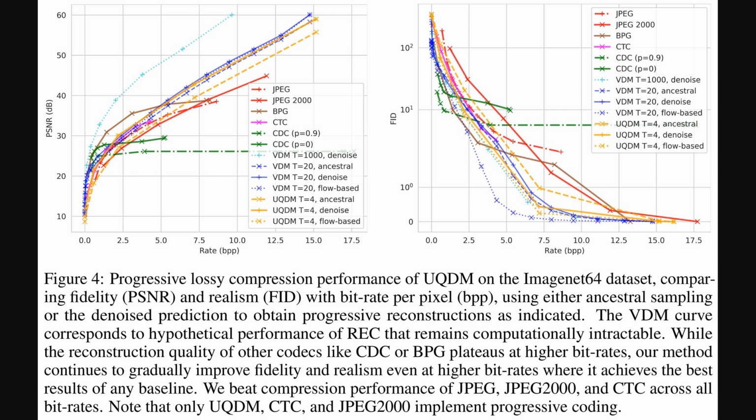So now we move to Figure 4, looking at the ImageNet 64 dataset. Similar plots here, PSNR and FID versus bitrate. Again, UQDM with t equals 4 steps is compared to others like BPG and CTC. What's notable is that while other methods like CTC seem to level off at higher bit rates, UQDM just keeps improving both fidelity and realism. It also consistently outperforms JPEG, JPEG 2000, and CTC across the board.